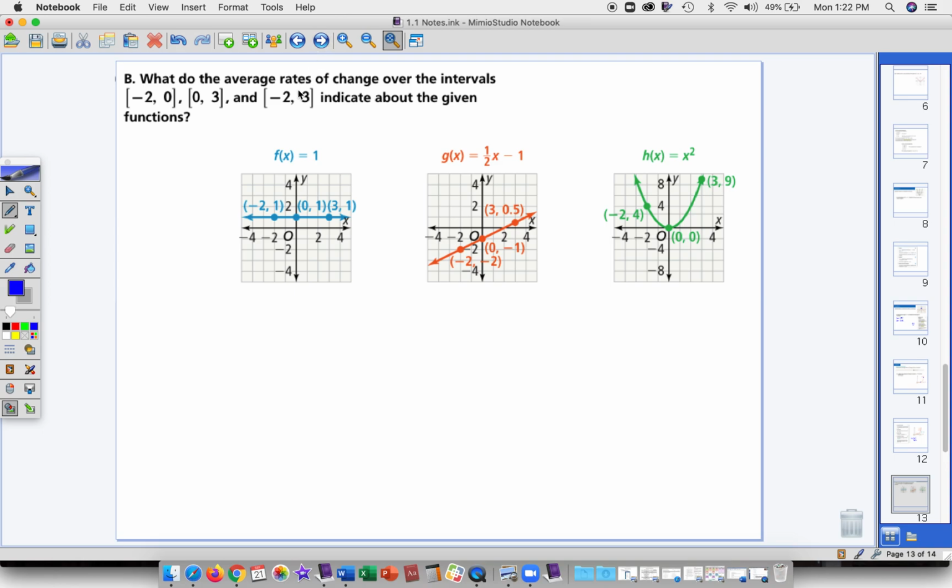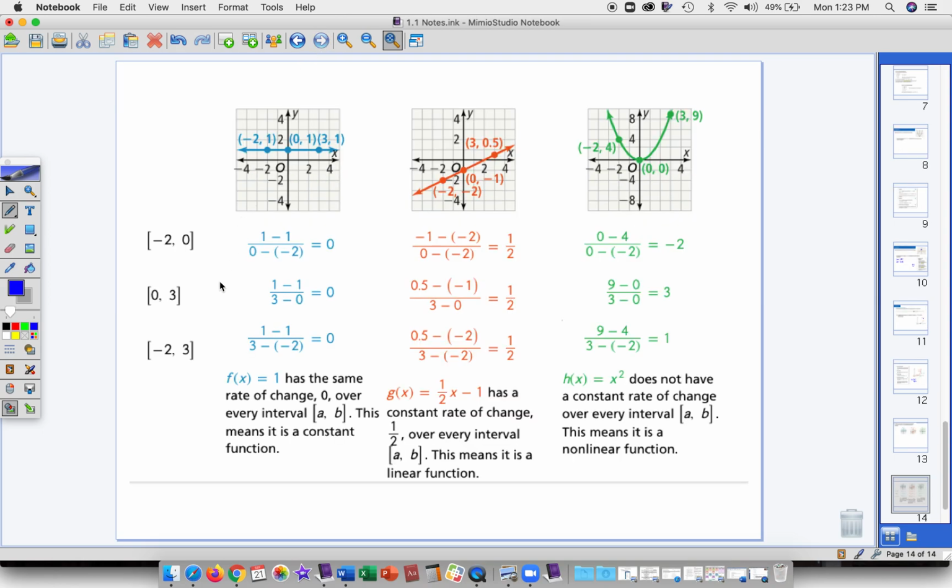So when we calculate the average rate of change for each one of those intervals, this is what it looks like. So for the first function, and you probably want to pause at this point, take a good look at all of the calculations so you can see where the numbers are coming from and how they're getting these end results. Okay, so I'll walk you through the first one.